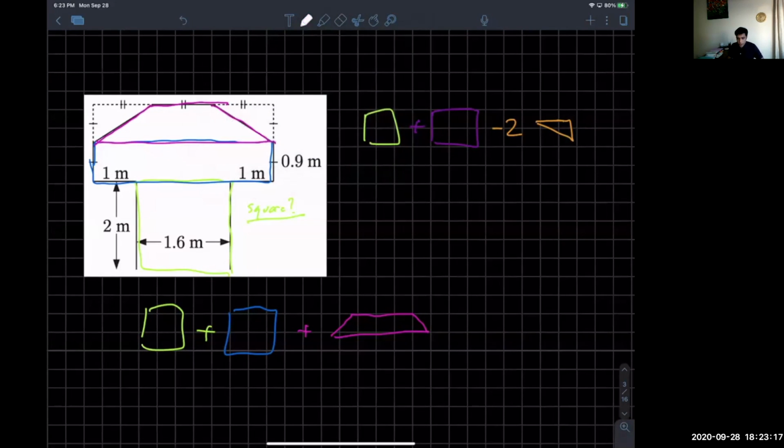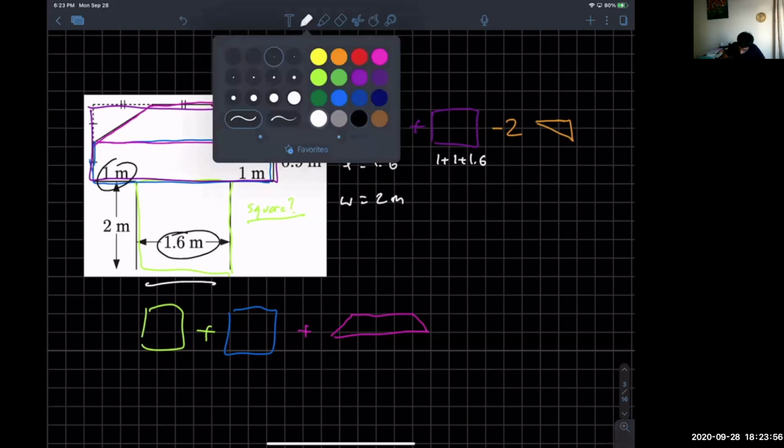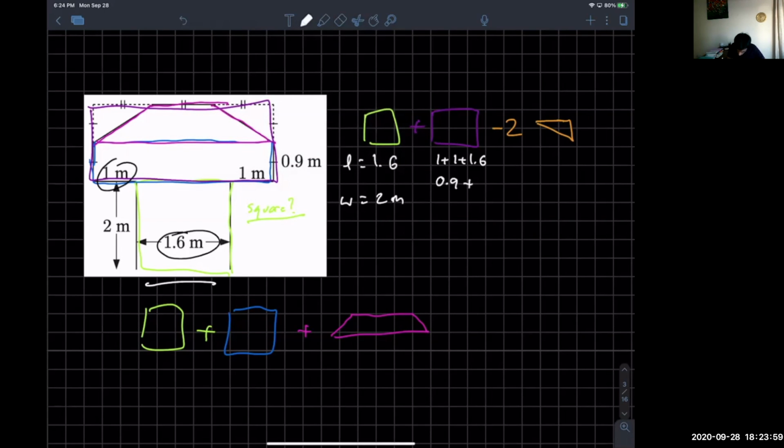So let's do both of these now. Let's do the next step for both of these, which is how do you find the area of this? So the area of a rectangle, we know you need the base or the length and the width, right? So let's do length and width. So here length we know is 1.6 and width is 2 meters. In the previous drawing we had, which was all of this, this length was 1 plus 1 plus 1.6, right? This plus this plus this, that's length. And then the width was 0.9 plus 0.9, right? Because there's a black line here, black line here. So both of these are the same.